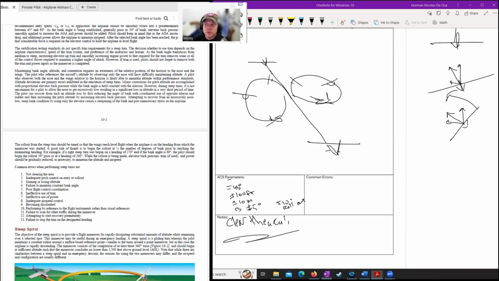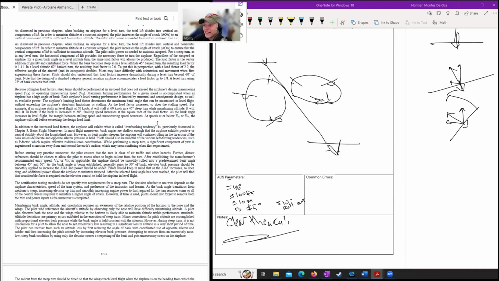Common errors. Let's go back to the Airplane Flying Handbook for these. Common errors when performing steep turns are not clearing the area. So I can't stress that enough. Clear the area first. Inadequate pitch control on entry or rollout, gaining or losing altitude, failure to maintain constant bank angle, poor flight control coordination, ineffective use of trim, ineffective use of power, inadequate airspeed control, becoming disoriented, performing by reference to the flight instruments rather than visual references, failure to scan for other traffic during the maneuver, attempting to start recovery prematurely, and failure to stop the turn on the designated heading.